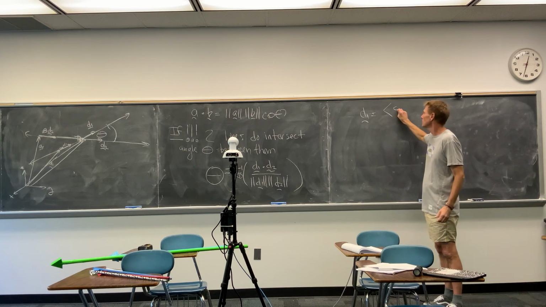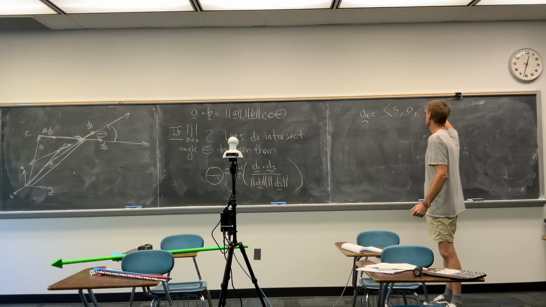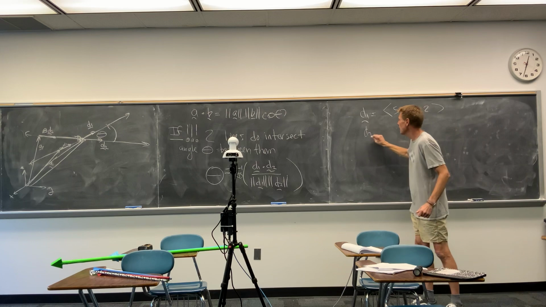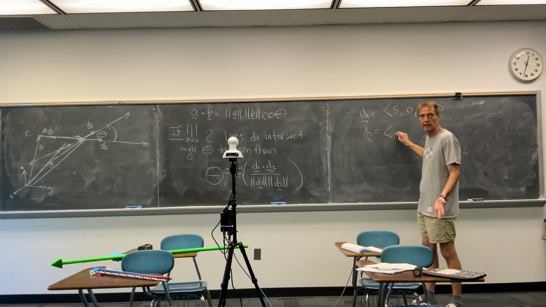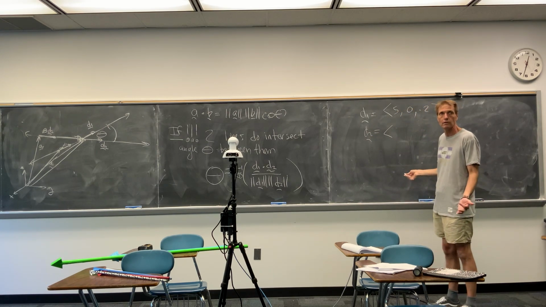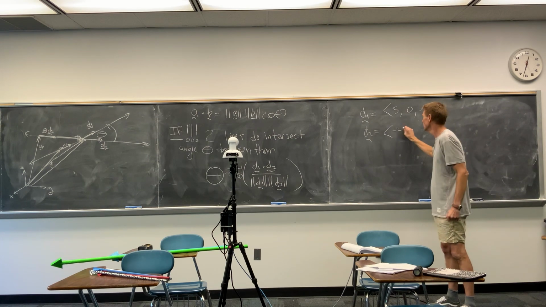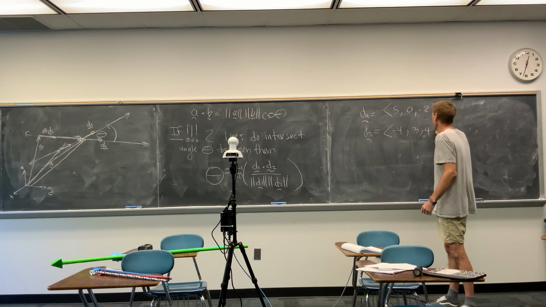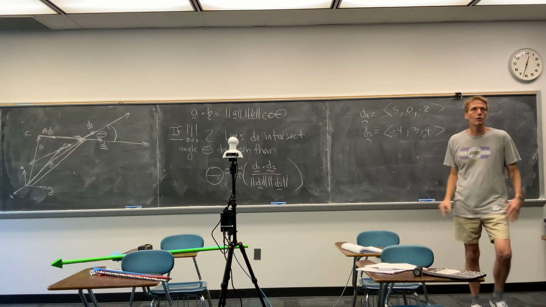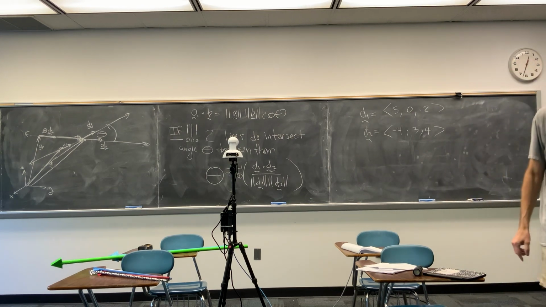5, 0, -2. I'm believing. What's the direction vector of the second line? -4, 3, 4. Now seriously, look at those numbers. Could you take the dot product of those without a lot of effort? Emily, could you take the dot product? No, you don't need to, but could you?